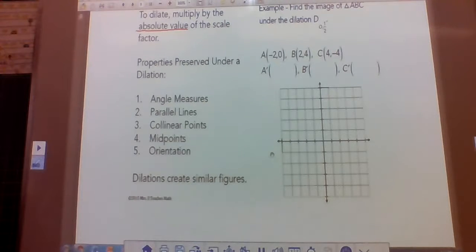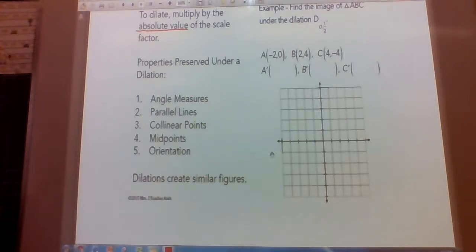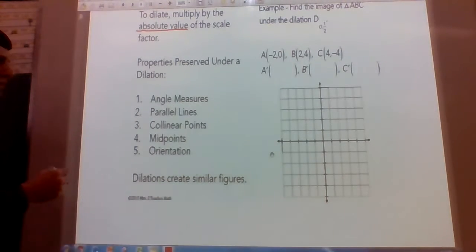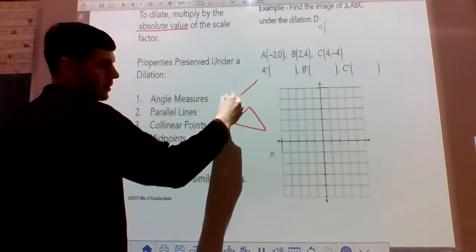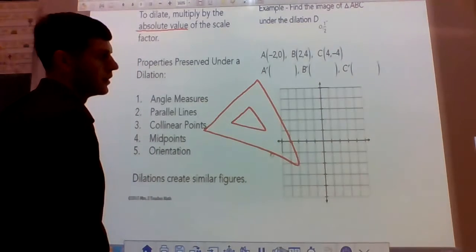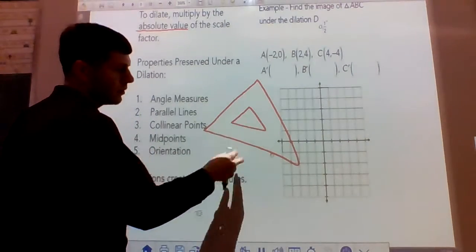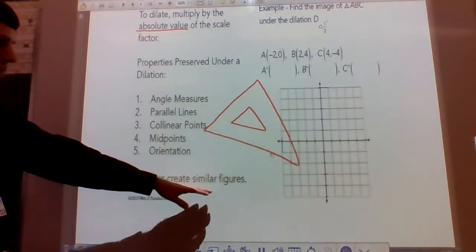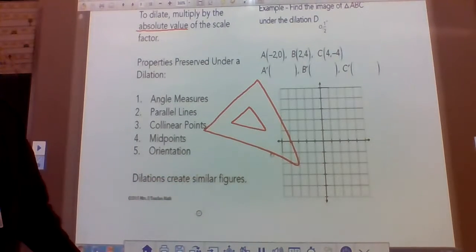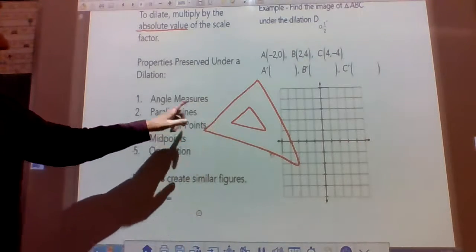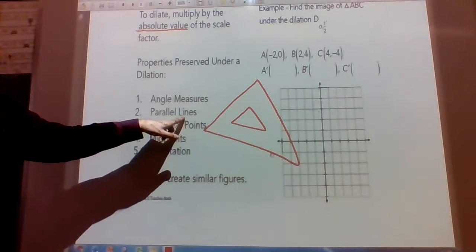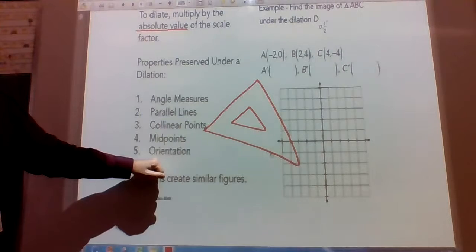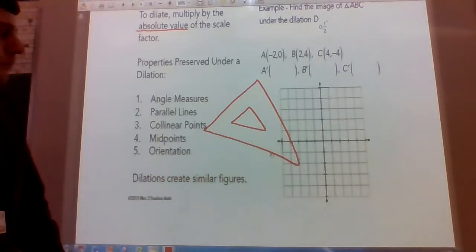Okay, and then properties that are preserved under a dilation are angle measures, parallel lines, collinear points, midpoints, and orientation. The reason these are preserved is because, say we have a triangle, we dilate it, we expand it by maybe a factor of 2 or 3. It's going to have the same shape. They're just going to be different sizes. So they're going to be similar figures, where you have the same shape, different sizes. If you have the same shape, you're going to have the same angle measures. If you have a parallelogram and you dilate it, it's still going to be a parallelogram. It's still going to be the same shape, so the parallel lines are still going to be parallel.